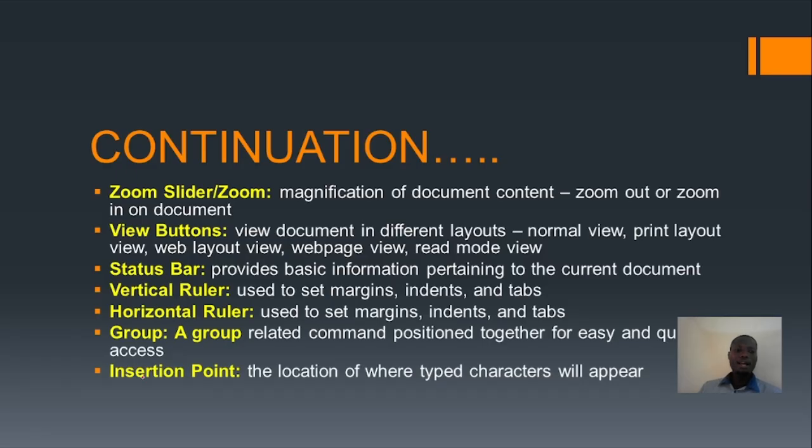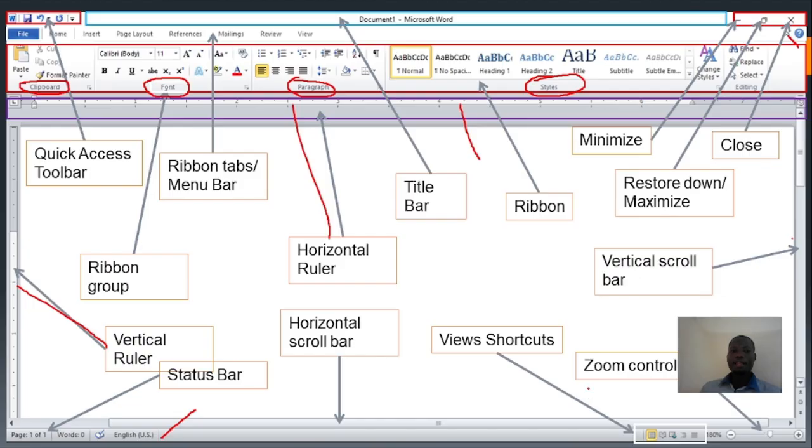And then we have an insertion point. This is the location where typed characters will appear. It is not shown here, but the insertion point looks like this symbol. When you see a symbol like this one, we call it a selector. But we have another symbol which is like this, and it normally blinks, maybe along the margin of your page. It tells you that is the section where, when you type text, the text will appear there. So that is what you should understand about the Microsoft Word interface.